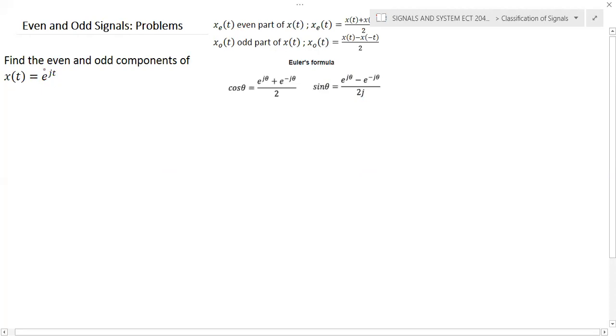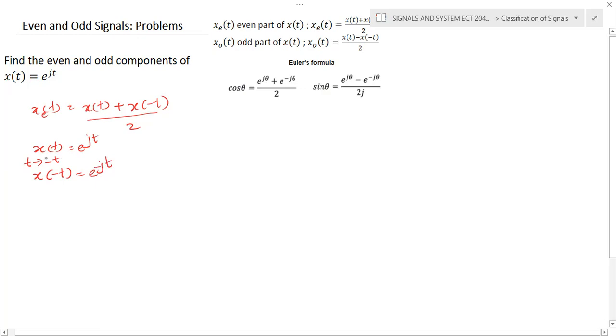So in this question, we need to find the even and odd component of the signal x of t equal to e raised to jt. So we know that in order to find the even component of a signal, we need to use the formula xe of t can be written as x of t plus x of minus t whole divided by 2. Now, in this particular question, x of t is given as e raised to jt. But in order to find the even component of the signal, we require x of minus t. So we can find x of minus t simply by replacing t with minus t. So now t is changing to minus t, so we can write e raised to minus jt.